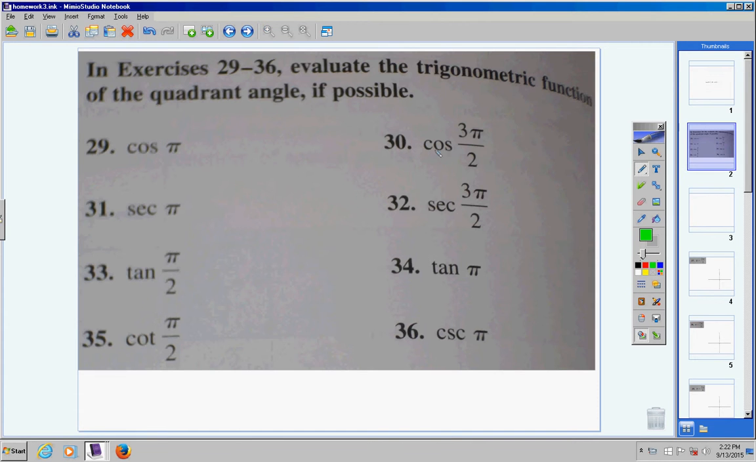Let's go ahead and get started. Numbers 29 through 36, the directions say to evaluate the trig function of the quadrant angle if possible.